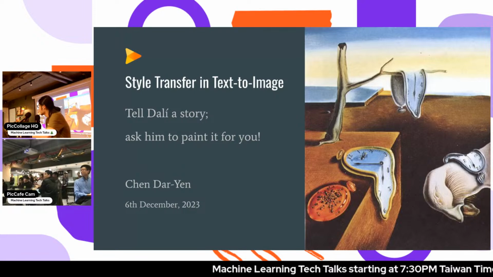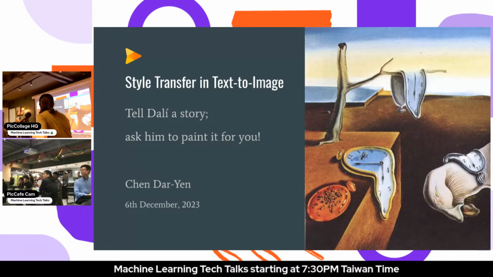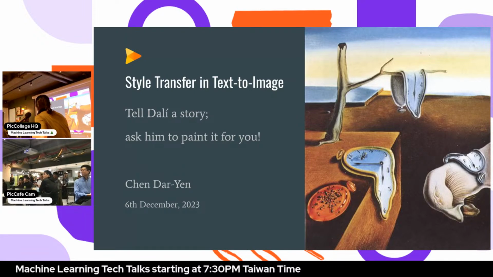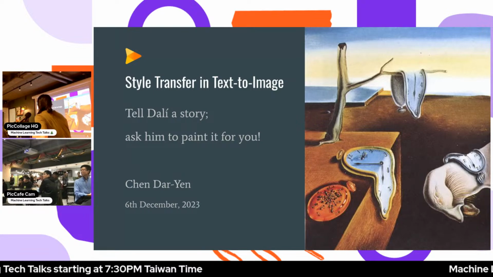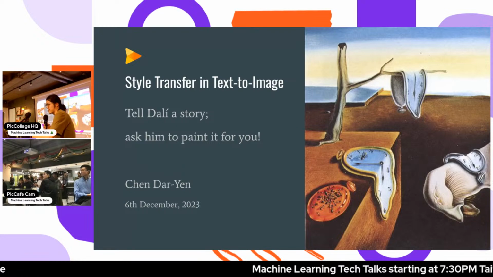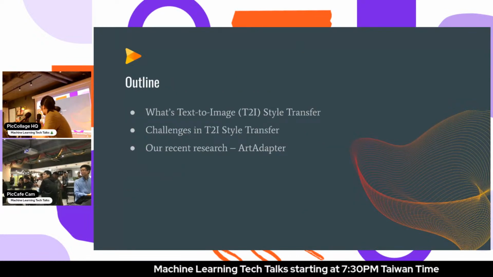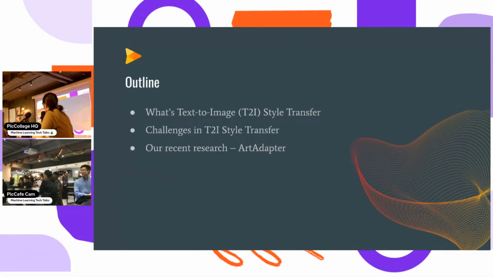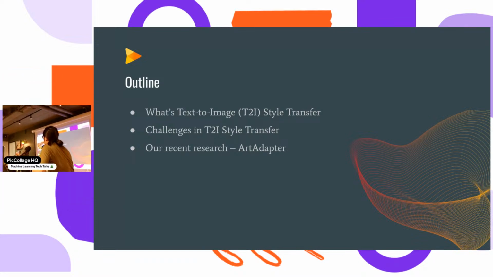On the right, we can see The Persistence of Memory, one of the favorite artworks of Dalí. In the following sections, we'll try to use this as a style reference and see if we can have some interesting results. First, we'll talk about what text to image style transfer is, and then we'll mention the challenges in current T2I style transfers, and our highlight will be the recent research at PicCollage. It's EcoArt Adapter, which aims to alleviate the challenges we'll mention.